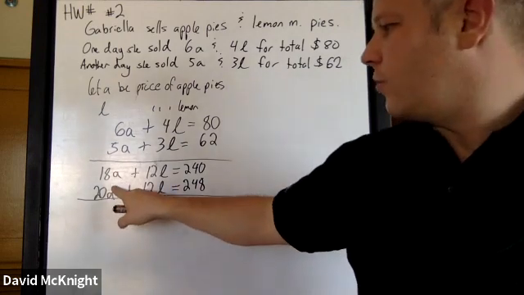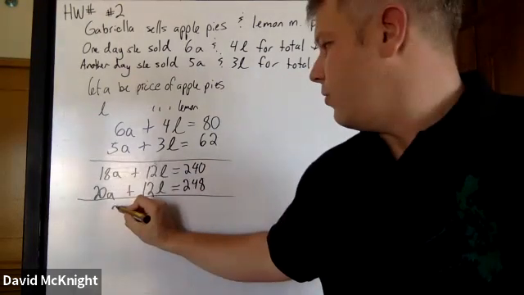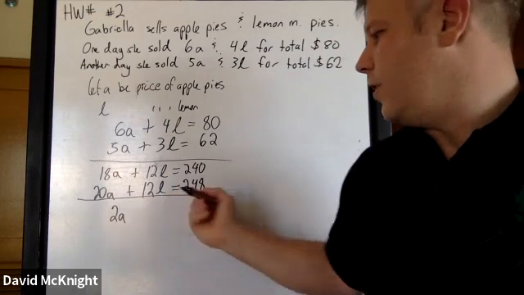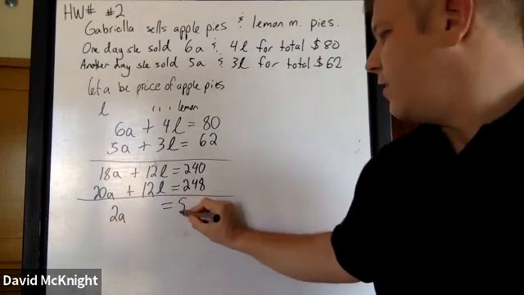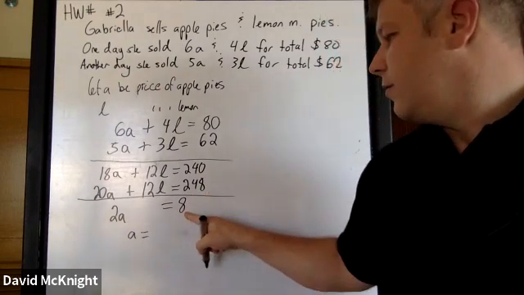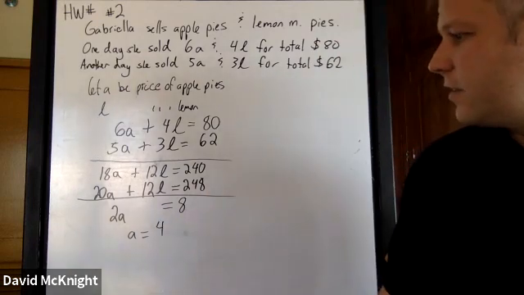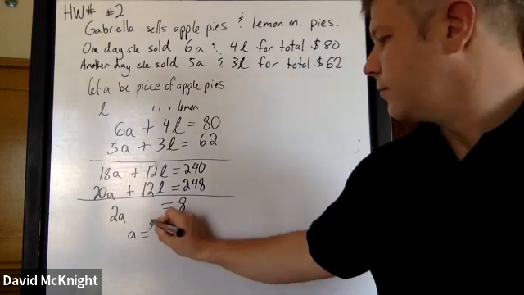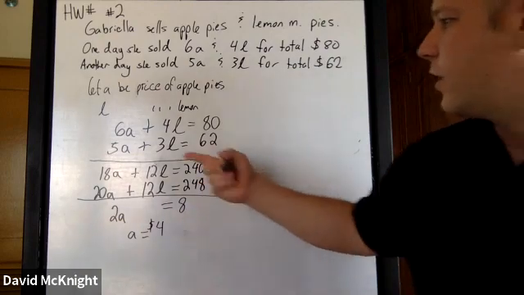So if we subtract 18A from 20A, we're going to end up with 2A. And again, if we subtract here, we end up with 0. We don't need to write that down. And then if we subtract here, we end up with 8. So we end up with A is equal to, if we divide by 2, 4. So the price of the apple pies is $4. Okay, so $4. And now to find out what the price of the lemon pies is, we can use either equation.